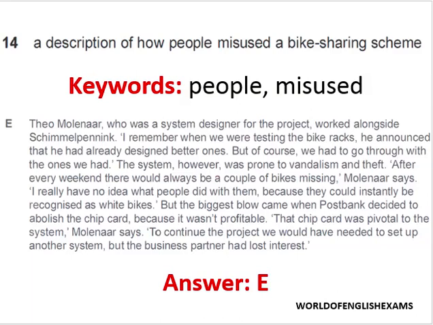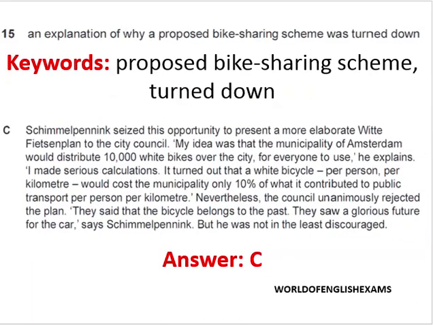Let's move on to the next statement. An explanation of why a proposed bike sharing scheme was turned down. So in this paragraph we need to get something about the proposal of a bike sharing scheme and turning it down, that is refusing, rejecting it. So let's see. Schimmelpenninck sees the opportunity to represent a more elaborate White Bicycle plan to the city council. My idea was that the municipality of Amsterdam would distribute 10,000 white bikes over the city for everyone to use, he explained. So this was the proposal. What is that? To distribute 10,000 white bikes over the city so that everyone can use them.